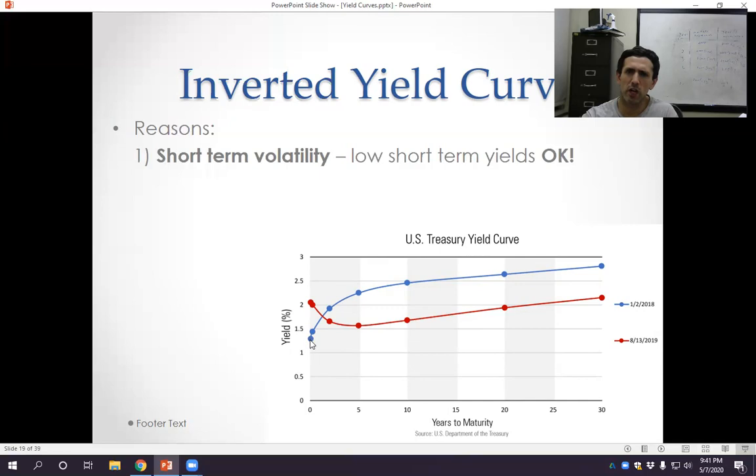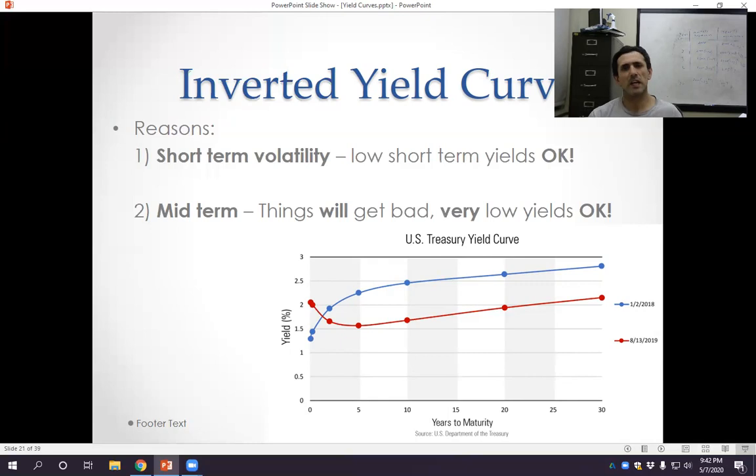And I'll discuss what happened here, where for a very short-term maturity bond, the yield rate went from like 1.3% to 2%. It has to do with the Fed's monetary policy. But in general, people are still okay with low short-term yields.